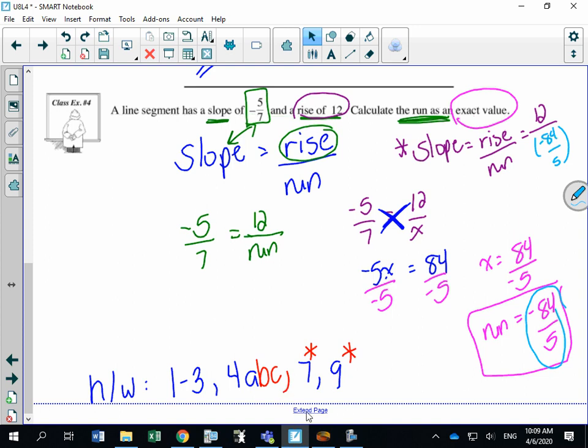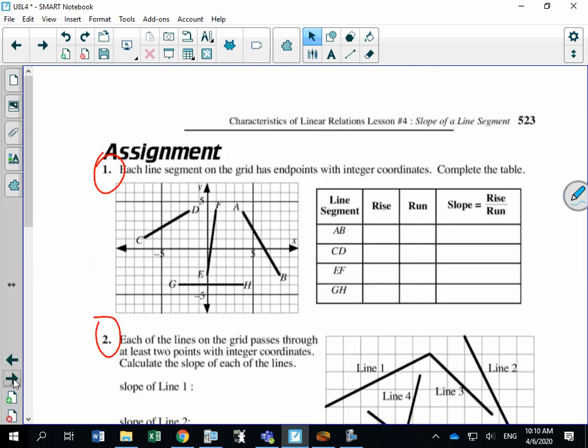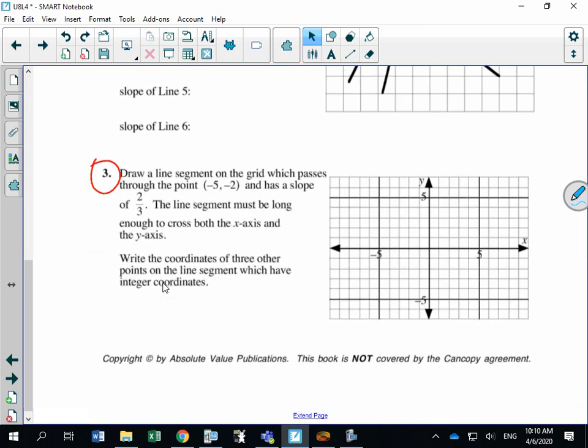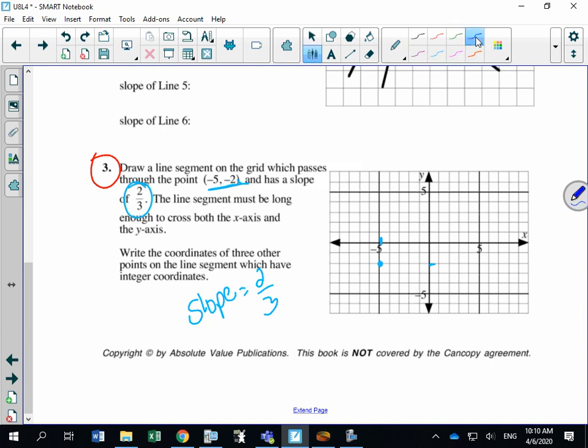Your remaining homework, and I'll do 2 questions with you: 1 to 3, 4 A, B, and C, 7, and 9. Okay, so you should have done 1 and 2 already. And now I need you to circle question 3. So remember question 3, that's your ordered pair. So at negative 5, x is negative 5 and y is negative 2. There's your point. And then this is your slope. So slope is equal to 2/3. Remember that slope is rise over run.